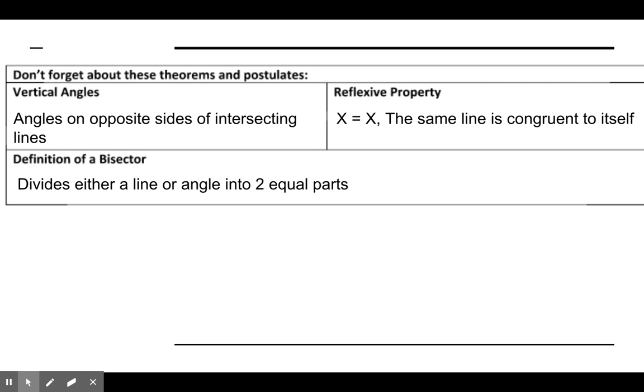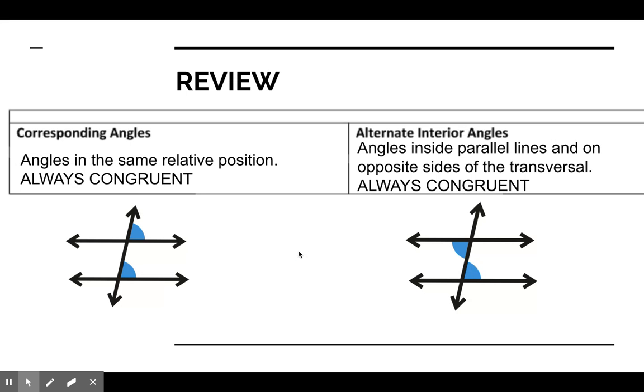during this lesson. Vertical angles, remember, angles that are on opposite sides of intersecting lines, and we know that vertical angles are always congruent. Reflexive property, x is equal to x. The way that it's used with triangles means that the same line is congruent to itself, similar to what we just saw in that warm-up, in that do now. If the same exact line is used in multiple different triangles, it's obviously going to be congruent to itself. Definition of a bisector divides either a line or an angle into 2 equal and congruent parts.